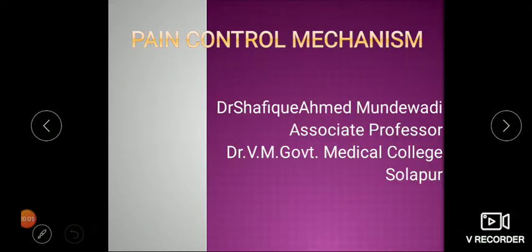Hello everybody. Today we'll be discussing pain control mechanism. In the previous two lectures, physiology of pain 1 and physiology of pain 2, we have learned what the pain receptors are, how they get stimulated, what the pathway of pain sensation is, and the different types of pain, mainly somatic pain, visceral pain and projected pain.